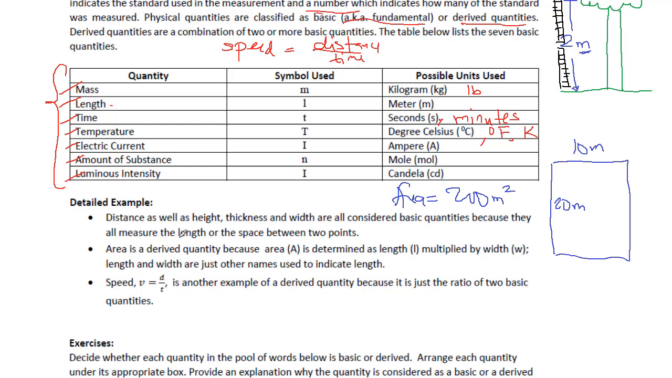Clearly now, area is a derived quantity because if you look at the unit itself, it's meter squared. It is just made of a meter and a meter, meaning a length and a width, or another length. So if you multiply that, the area of a rectangle, length times width, is 200 square meters. So area is clearly a derived quantity. Speed, that's what we have discussed already. Distance over time is just the ratio of a length and a time quantity. Okay, hopefully we got that.